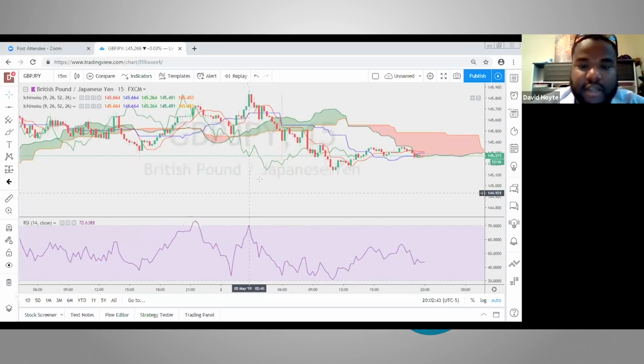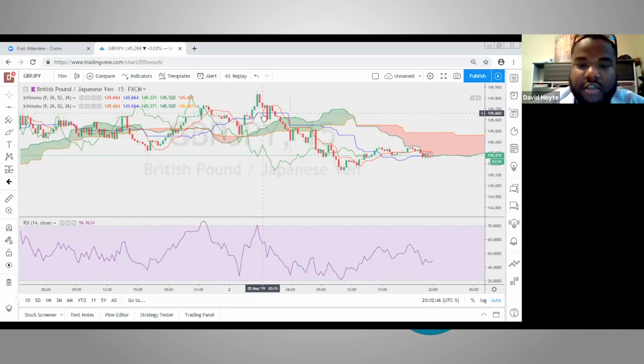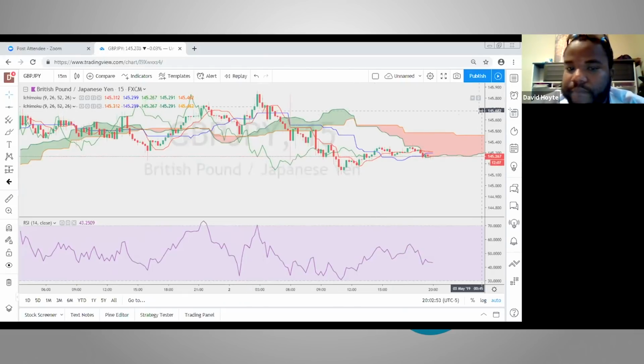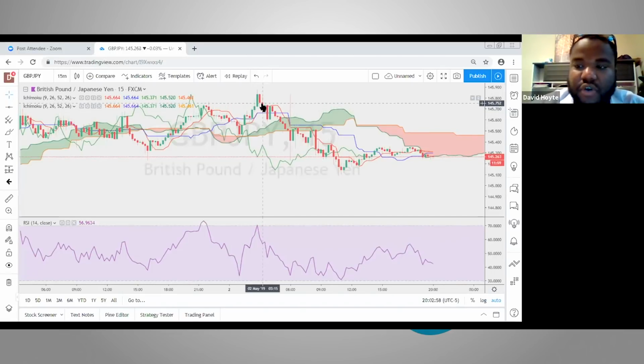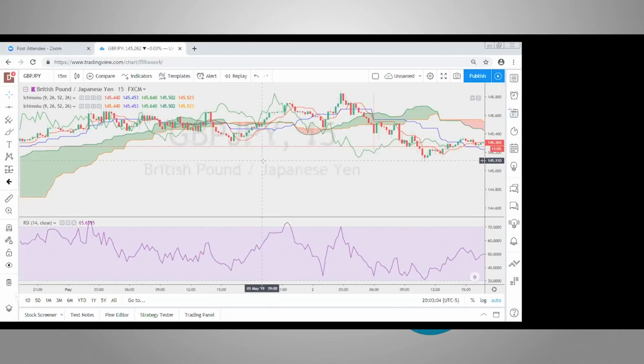All right, let's look again. Right here it crossed, and basically it went up. Let me move my thing here. It crossed here at 67, came up to 75. So it went up about what? 8 pips.